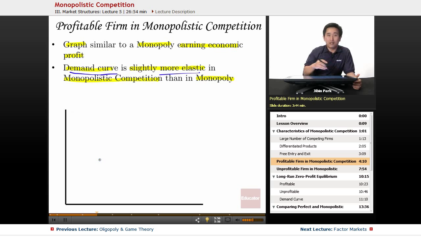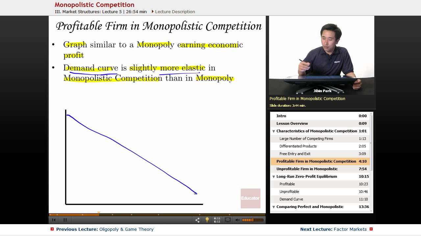AP graders are not going to ding you for having a steeper demand curve. The demand curve will be slightly more elastic, hardly even noticeable, and again, not something that is going to make or break you on the exam here. And you still draw the marginal revenue curve below the demand curve.